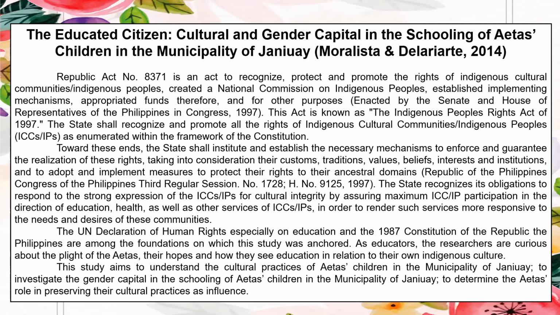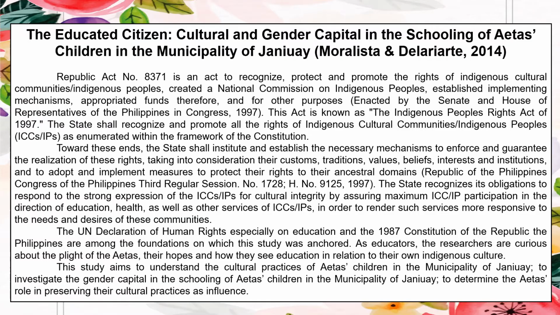This act is known as the Indigenous Peoples' Rights Act of 1997. The state shall recognize and promote all the rights of indigenous cultural communities or indigenous peoples, or ICCs or IPs, as enumerated within the framework of the Constitution. Towards these ends, the state shall institute and establish the necessary mechanisms to enforce and guarantee the realization of these rights, taking into consideration their customs, traditions, values, beliefs, interests, and institutions, and to adopt and implement measures to protect the rights to their ancestral domains.